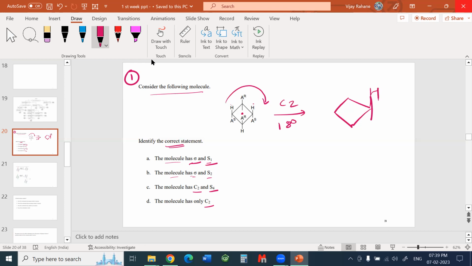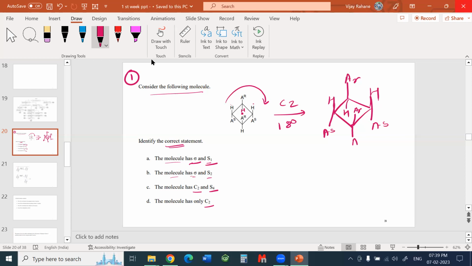Similarly, this hydrogen will take the position of the previous hydrogen. Similarly, the S will be here, and here the S will be here. The hydrogen at the bottom will go here, the hydrogen at the R will be here, R will be here, and here will be another side. Right. So after performing the C2 operation, the molecule remains unchanged. So the molecule has the C2 axis.